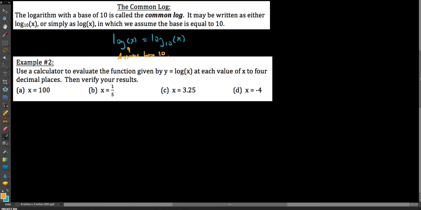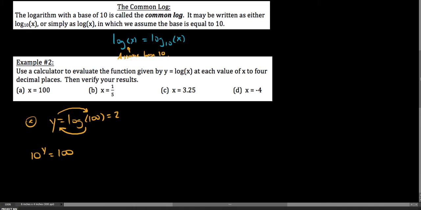Okay, and so as we look at these right here, it says use a calculator to evaluate the function given by y equals log of x at each value of x to 4 decimal places, and then verify our results. What we're really looking at then is just evaluating this function at these 4 values. So for letter A here, this is simply all we're doing. We're saying let's go plug in 100 for x and evaluate this. Well, the thing you got to keep in mind is if we were doing the rewriting method, you might be a little confused because you don't see a base there. But again, this is why we're talking about this particular log, because we want to assume that the base is 10. And in this case, we would get 10 to the y equals 100 if and only if y equals 2.